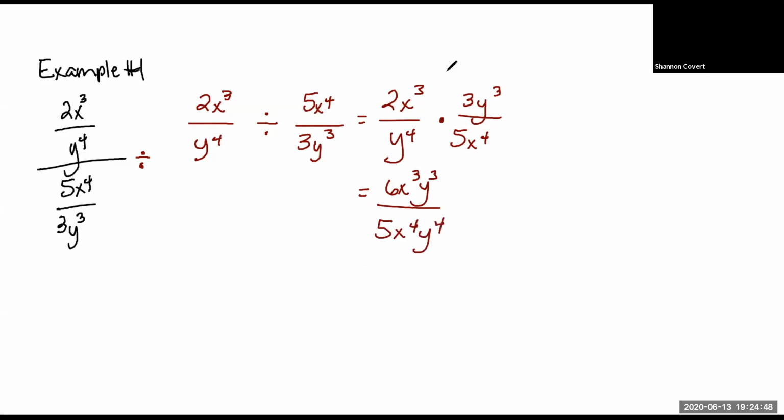Now I need to look at what can be reduced. 6 over 5 is already in lowest terms. I have 3 x's in the numerator, 4 in the denominator, so I divide out all of the ones in the numerator. I'm left with just the 1 in the denominator. I have 3 y's in the numerator, 4 in the denominator, so I divide out all the ones in my numerator. I'm left with 1 in my denominator. My answer then becomes 6 over 5xy.